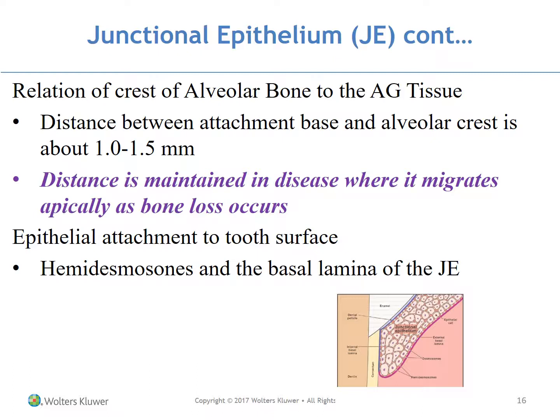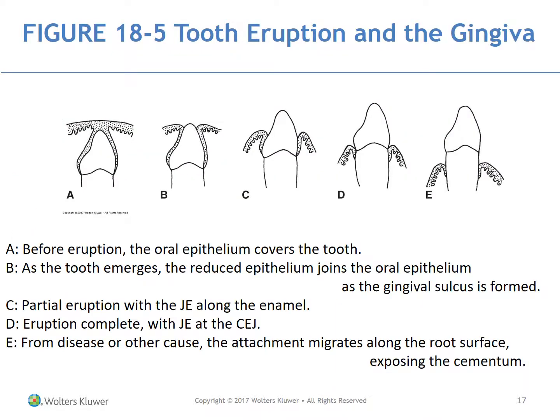Epithelial attachment to tooth surface, we got the hemidesmosomes, right? So acellular to acellular. And the basal lamina of the junctional epithelium. All right, so here's the tooth as it's erupting. You can just watch that attachment as it progresses and then becomes recession at E.